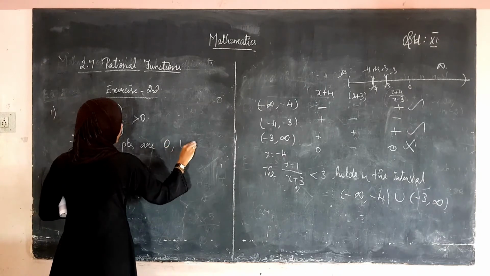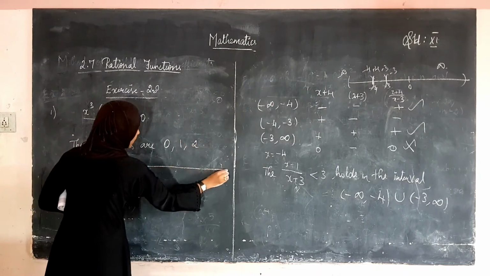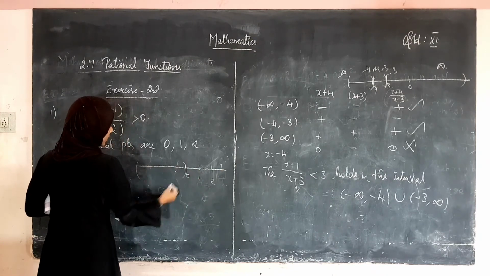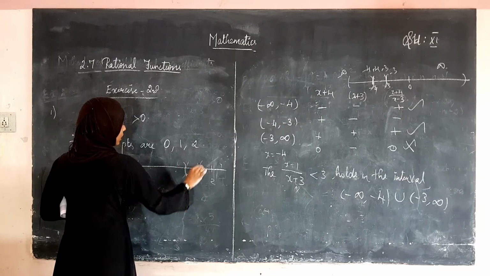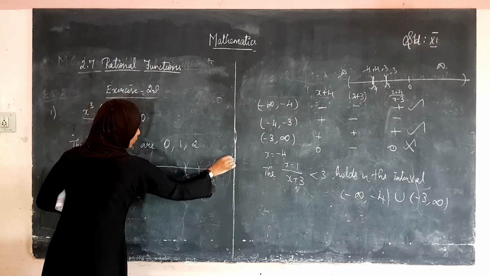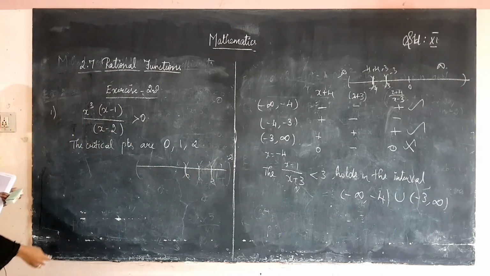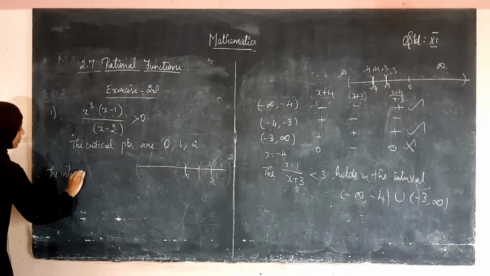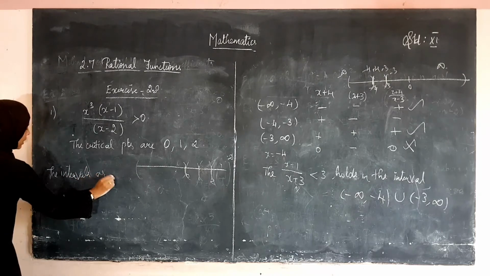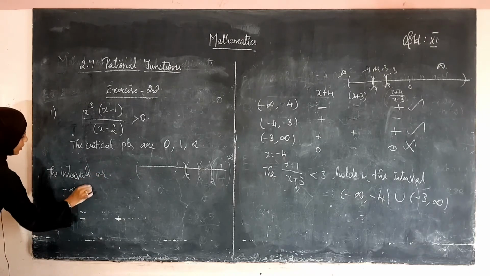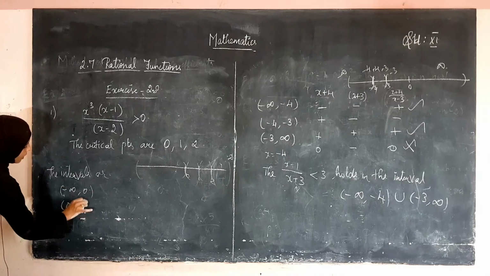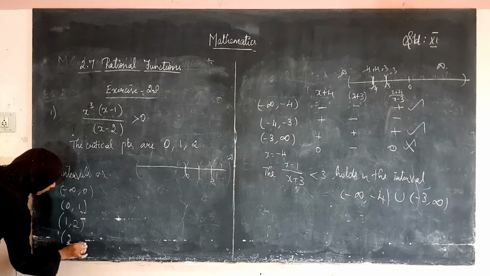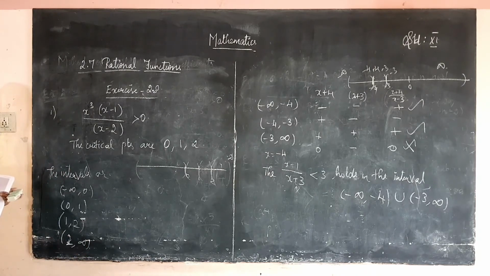Shall we mark them in the line? This is 0, this is 1 and this is 2. So minus infinity to 0, 0 to 1, 1 to 2 and 2 to infinity. Okay, shall we write the intervals? The intervals are minus infinity comma 0, 0 comma 1, 1 comma 2 and then 2 comma infinity. Okay, these are the intervals.